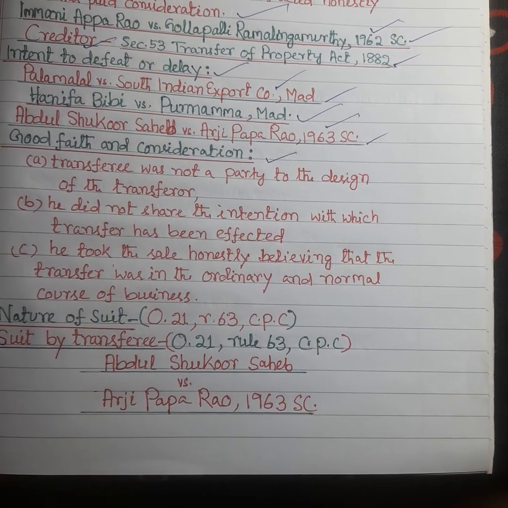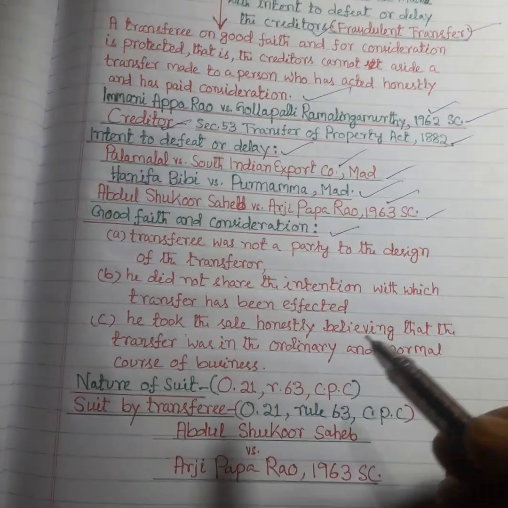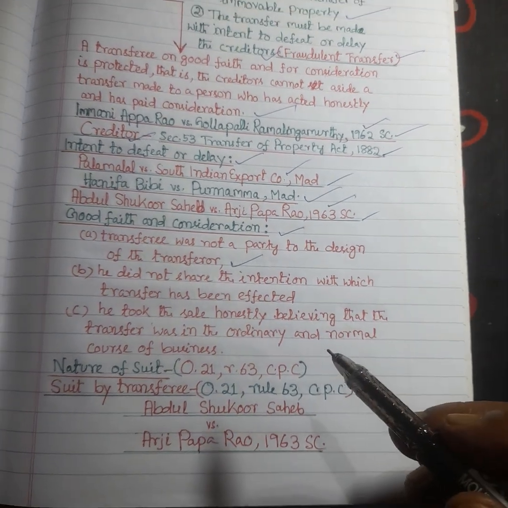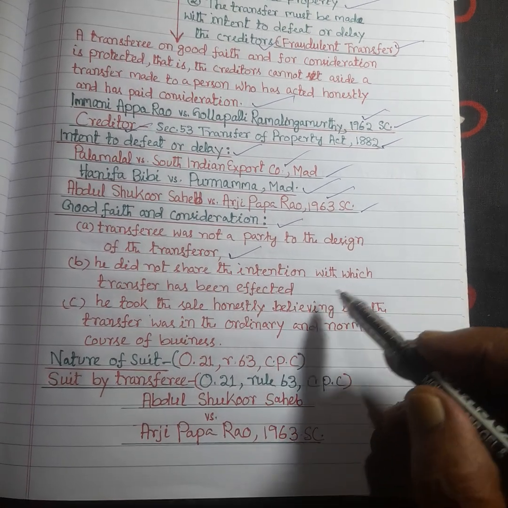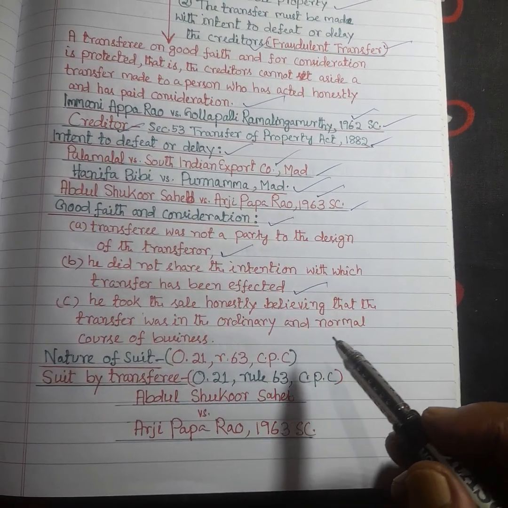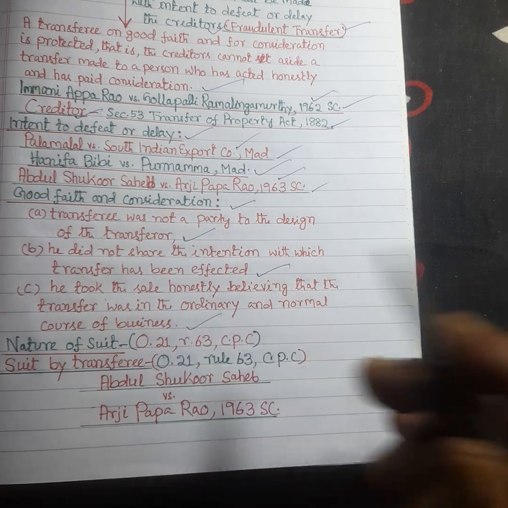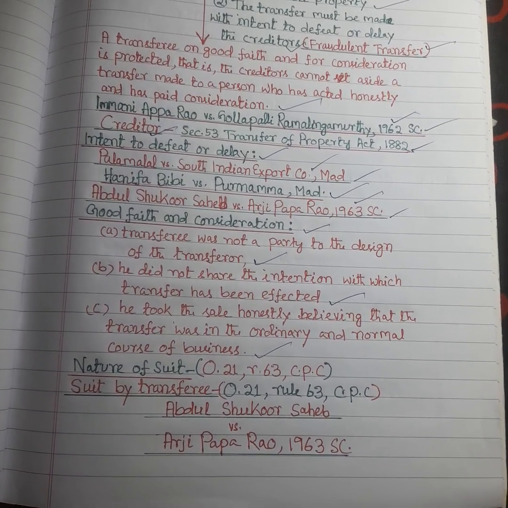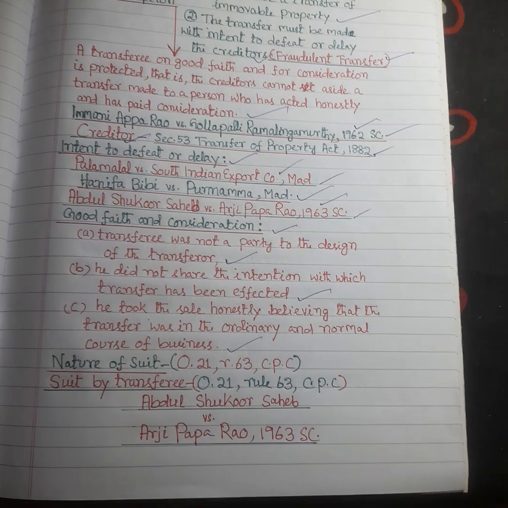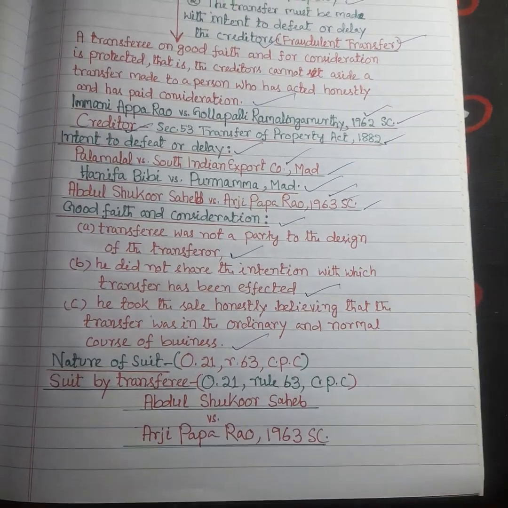Abdul Sukkar Sahib versus R.G. Bapa Rao in 1963 by the Supreme Court. So, the transferee was not a party to the design of the transferor, so that he did not share the intention with which the transfer has been effected, and so he took the sale honestly, believing that the transfer was in the ordinary and normal course of business, as pronounced by the apex court in the above mentioned leading case, Abdul Shukar Sahib versus R.G. Papa Rao in 1963.